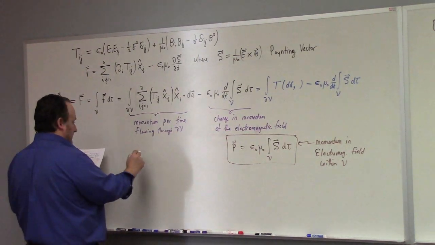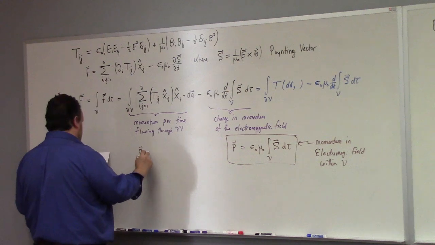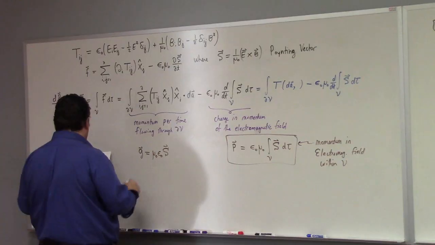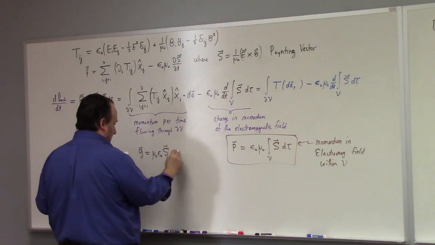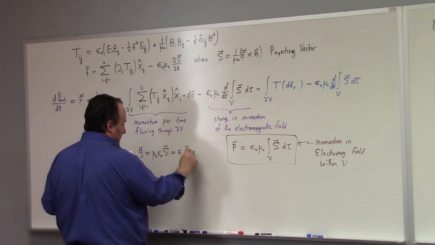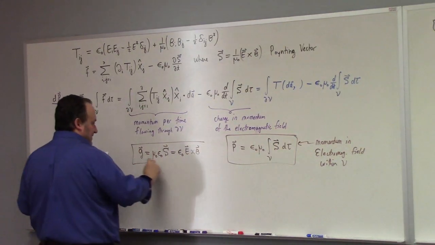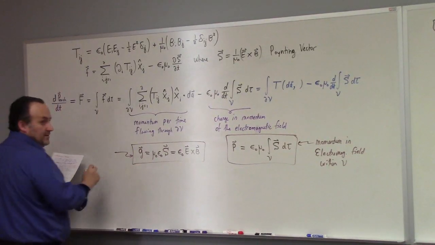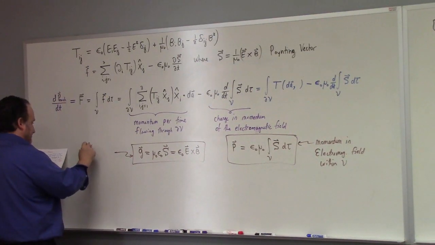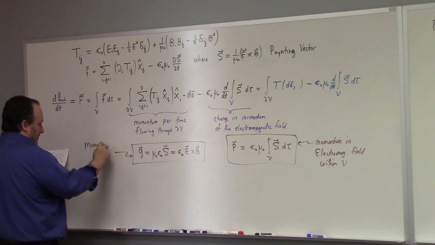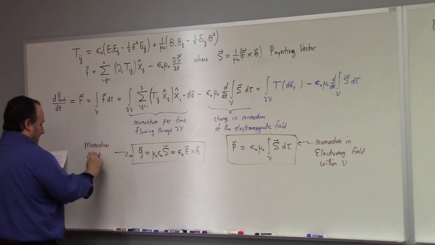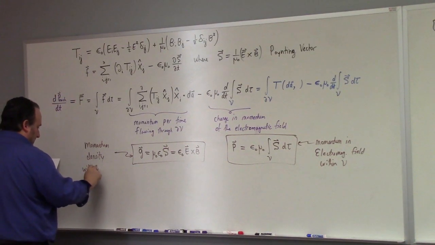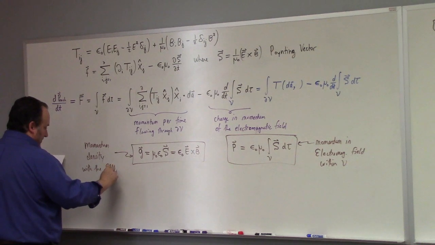And then he also introduces this g is equal to mu naught epsilon naught times S, right? And that is also epsilon naught times E cross B, all right? So this is yet another thing we're going to introduce. And he says this is the momentum density. It's the momentum density within the electromagnetic field, all right?